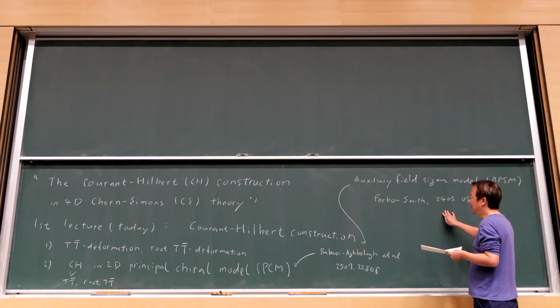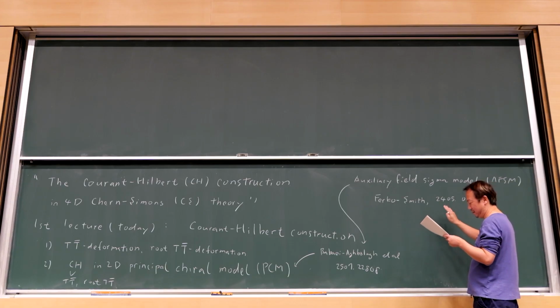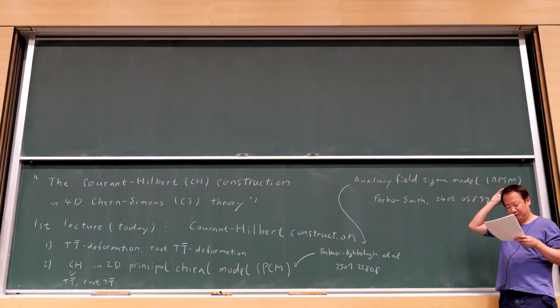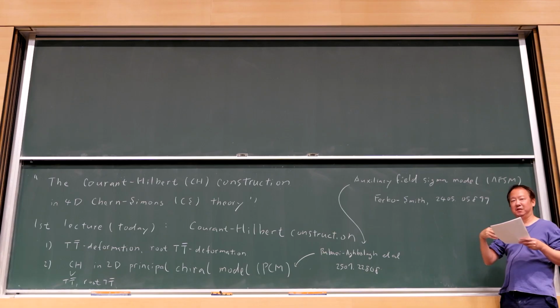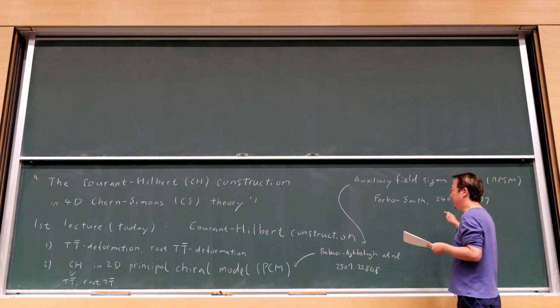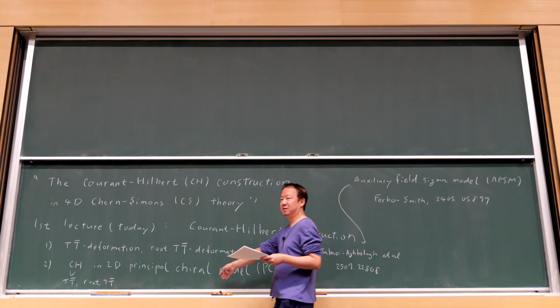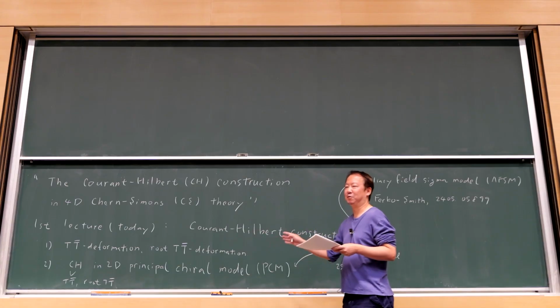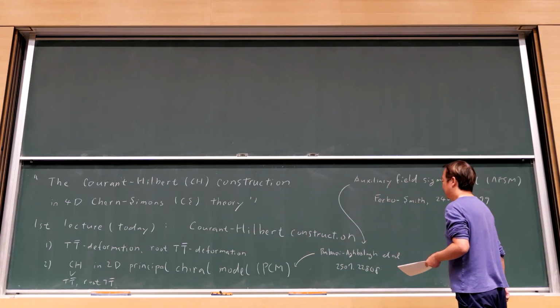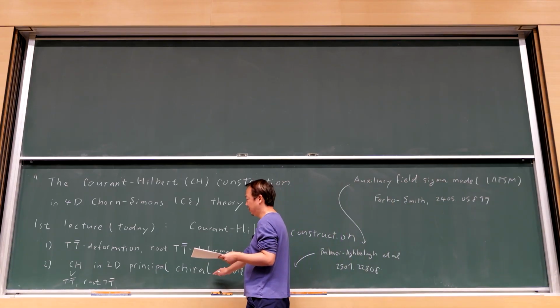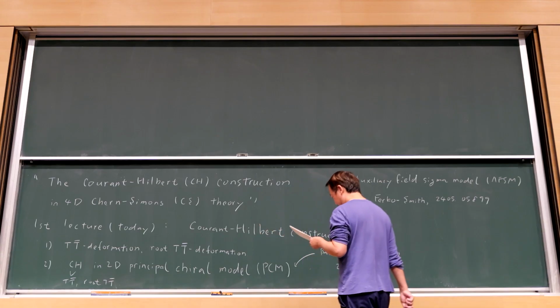An unsatisfactory point of this AFSM is that it is very difficult to integrate out the auxiliary field completely. But without using auxiliary fields, we can do the same things by following the Courant-Hilbert approach. This is a very strong point. Anyway, I would like to explain this Courant-Hilbert approach in this talk.